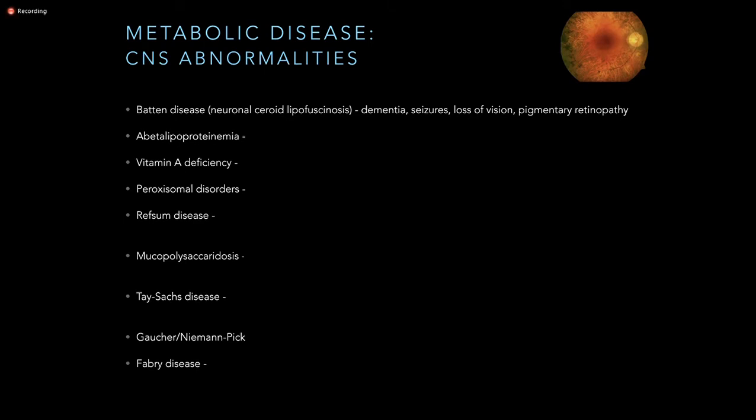You can get dementia, seizures, vision loss, and a pigmentary retinopathy. There's different kinds of Batten, and typically it's the infantile and the juvenile types that will be linked with the pigmentary retinopathy.